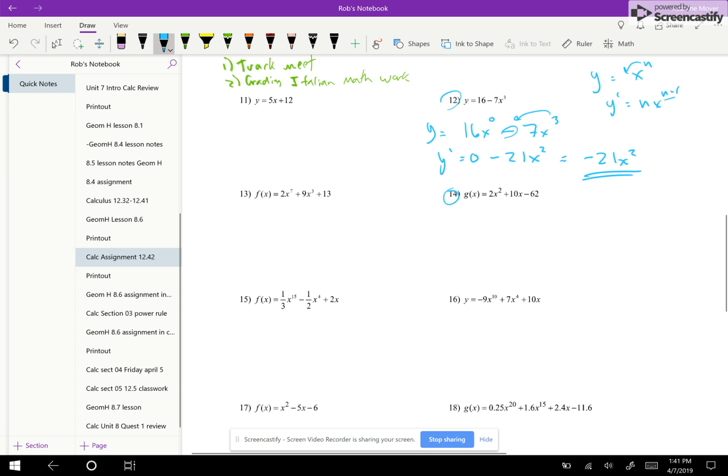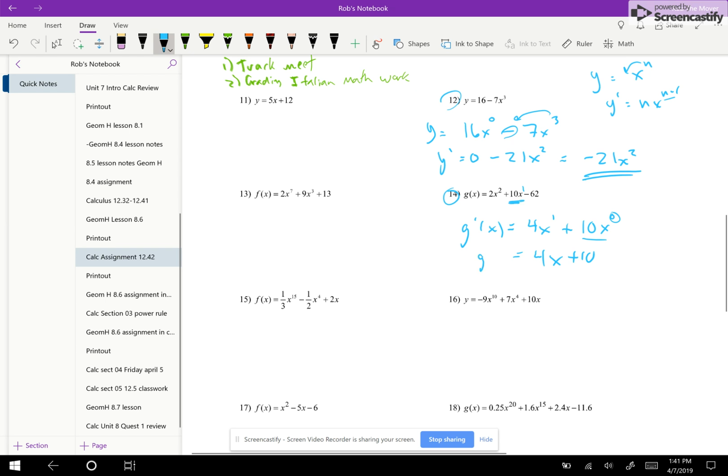Let's jump down here to 14. I'm going to put an answer key online. g prime of x, pretty simple here. The 2 comes in front, gets multiplied by the 2. You get 4x to the first. The 10x to the first, the 1 comes in front. You get 10 times 1 is 10. Sorry, plus 10x to the 0. But that's just 4x plus 10. You don't necessarily have to show this step with x to the 0. You could just write 10, because a lot of you know that the slope of 10x is just 10.